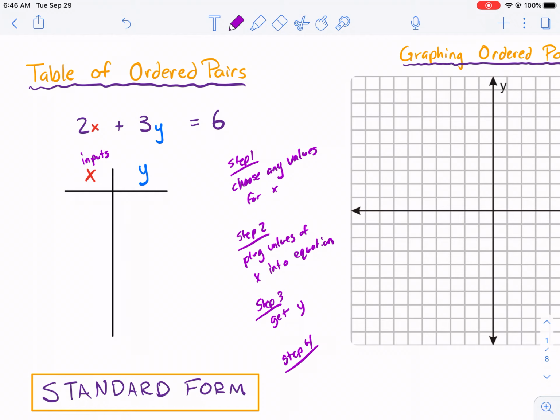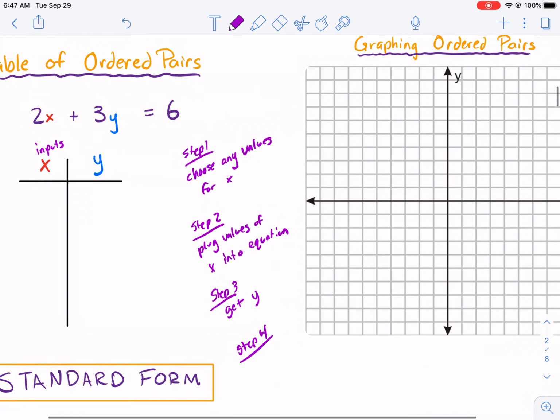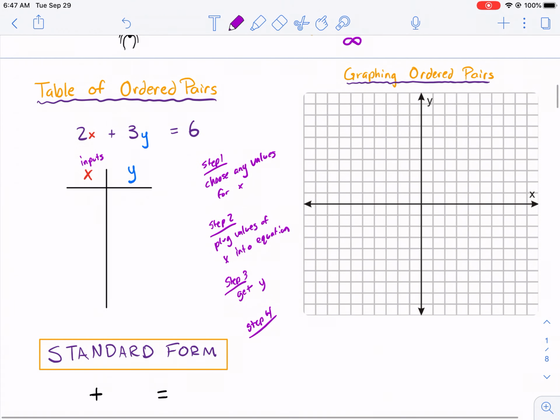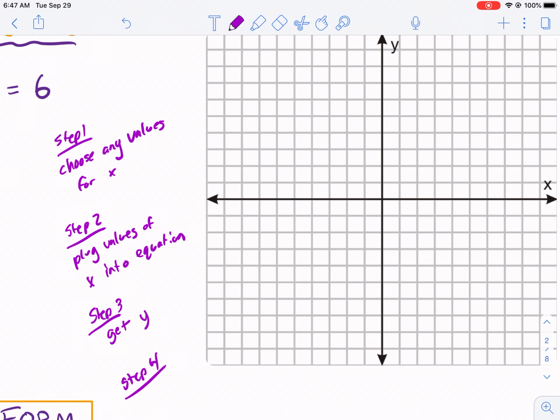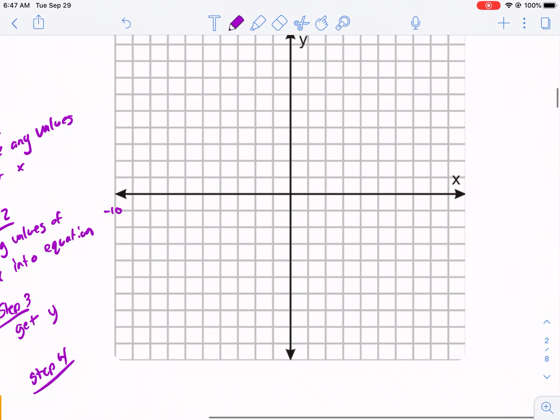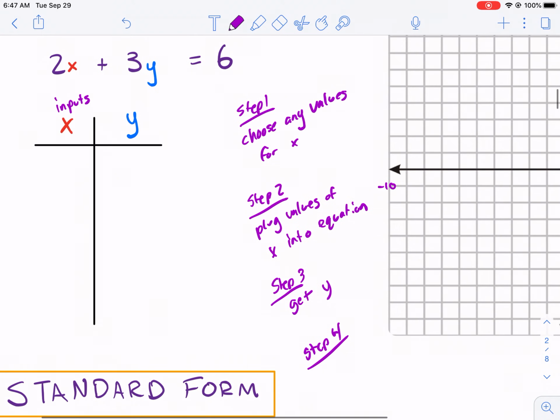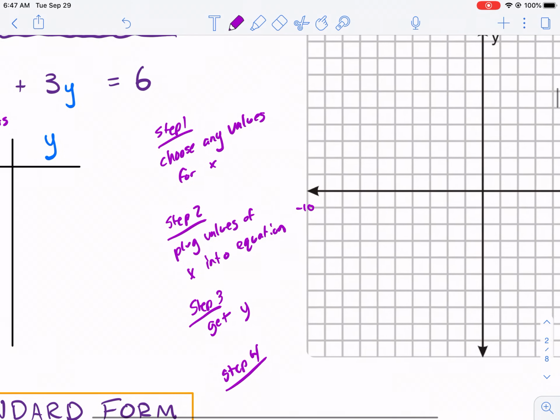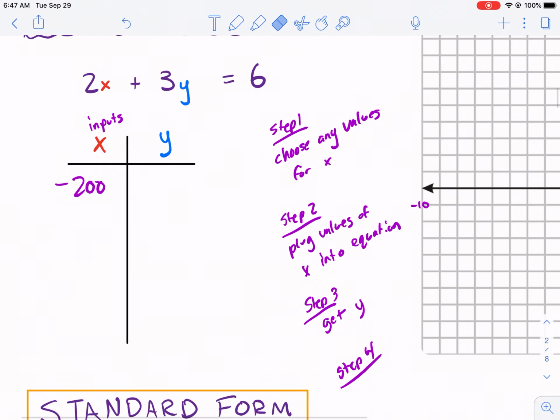So what do I mean by that? Well, we can choose any value that we want for x. Now, we should be strategic about which values we place. If we look at our coordinate plane here, it goes to the left to -10 and to the right to +10. So it wouldn't make any sense to choose -200. Why would we do that? Let's choose smaller numbers to give ourselves an easier time.